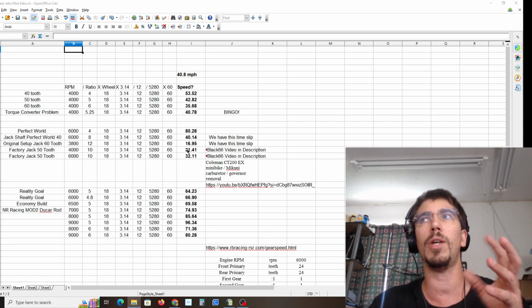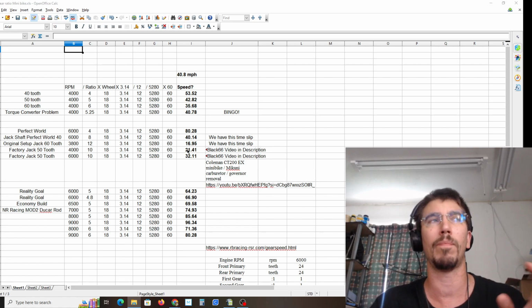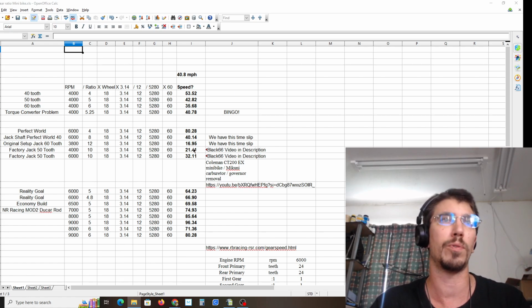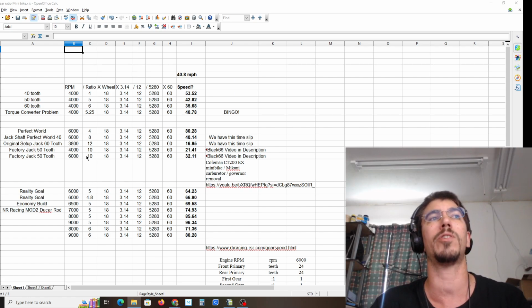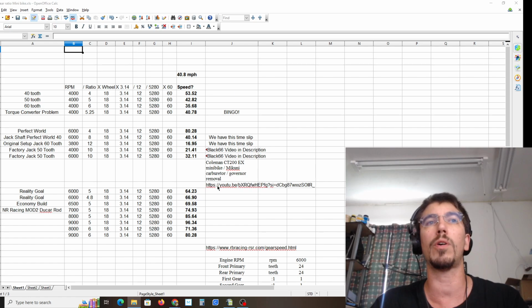There's been argument that the Colemans may or may not have some quality control issues. But what does seem to be consistent is that if you upgrade your engine to about 6,000 RPM, running the jack shaft to a 50 tooth, you end up with 32 to 33 miles per hour. Yet again, this has been confirmed by Black66 in not one but two or three separate videos, and I will include this link in my description for his video.